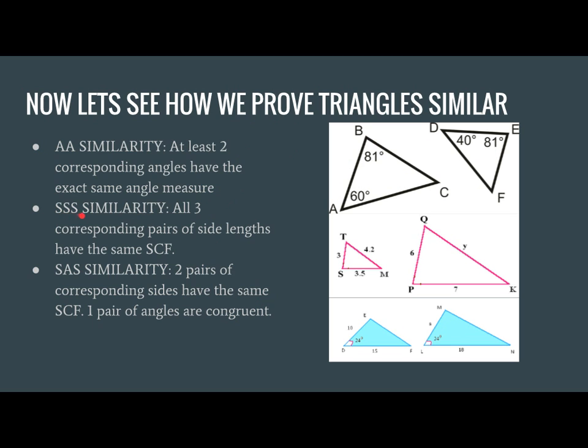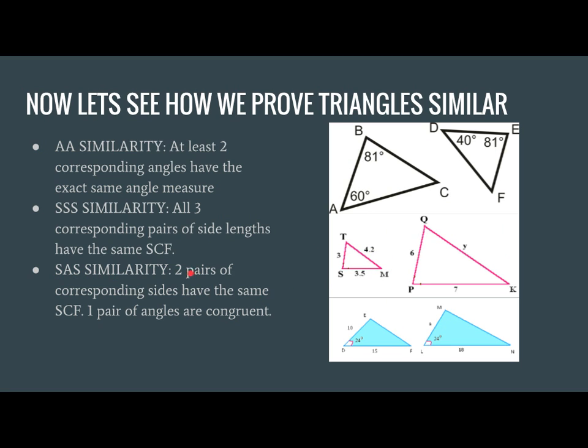And then there's another one. We have the triple S similarity, side-side-side similarity. All three corresponding pairs of side lengths have the same scale factor ratio. Remember, in proportion. So we have 3/6, and we have 3.5/7, and then 4.2 over y, which would be 8.4, right? So all of these have a scale factor ratio of 1/2.